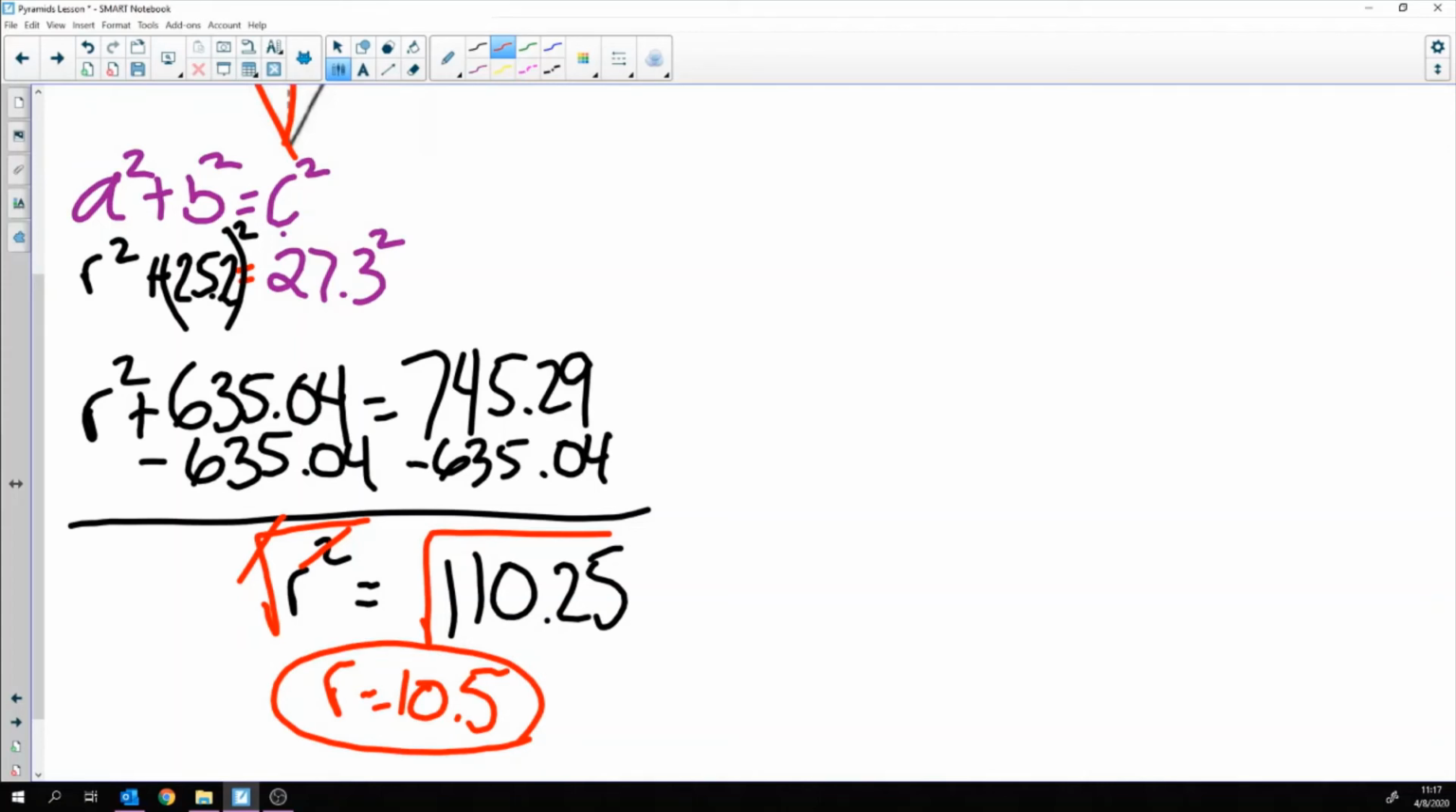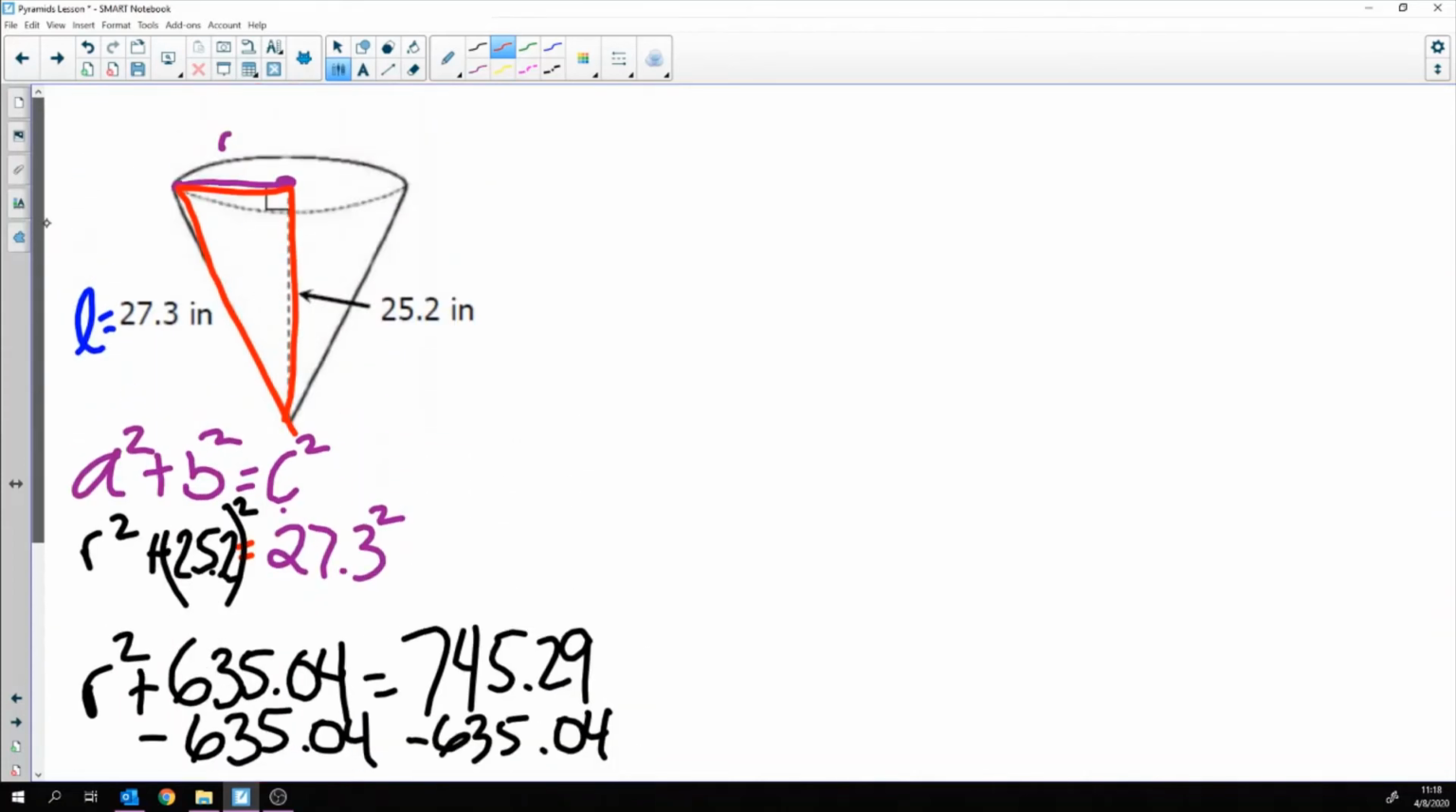Now, for those of you who are looking at this going, oh no, you got the square root, you have to do plus or minus. Correct, you should do plus or minus, but we're talking about distances. Does it make sense to have a negative length for a radius? No, it does not. So our final radius then is 10.5. All right, so then we have 10.5 as our radius.